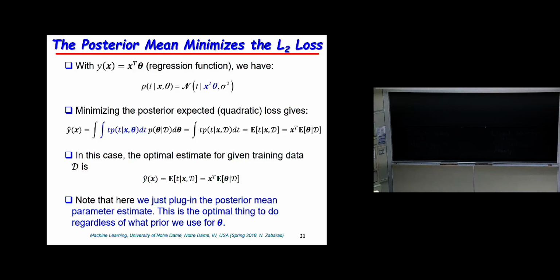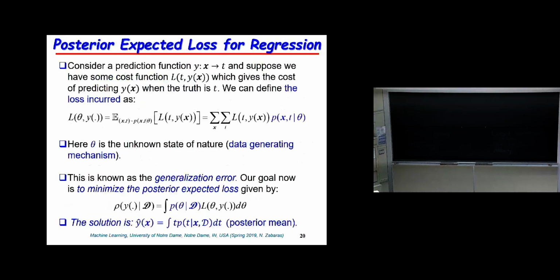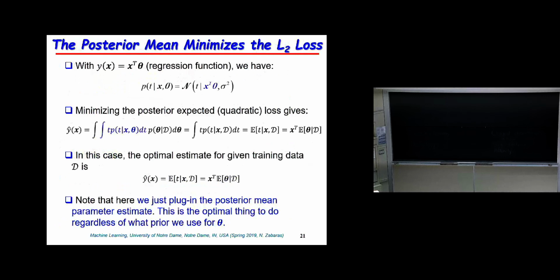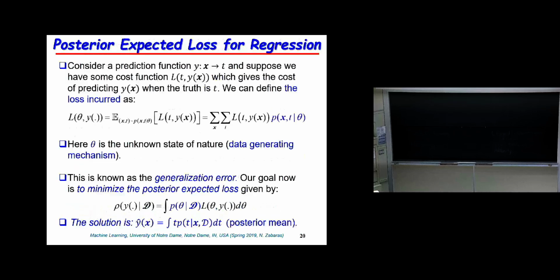So effectively, when you minimize this loss function here, you know what this will give you? It will give you the regression function x transpose theta. So at any x, the optimal response is x transpose theta. Now what you need to do is actually average with respect to the posterior of theta. But if your answer is x transpose theta, and you want to average over the posterior of theta, the actual optimal response then would be x transpose times the posterior mean of theta.